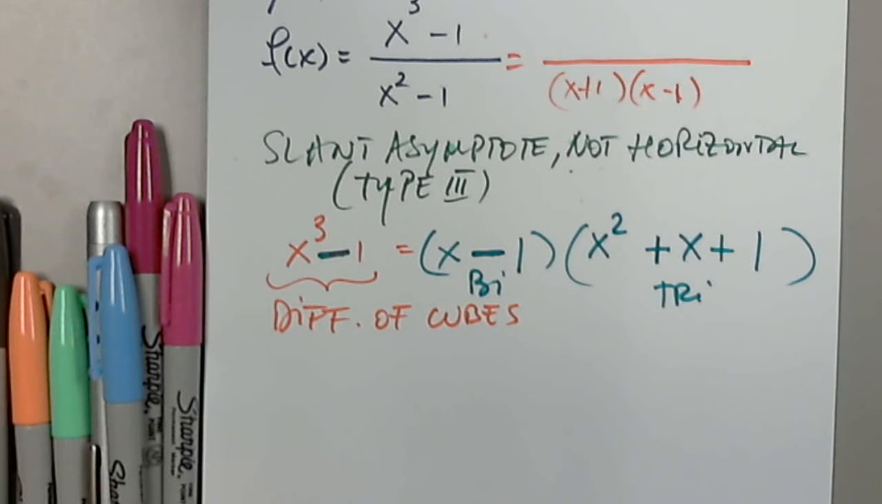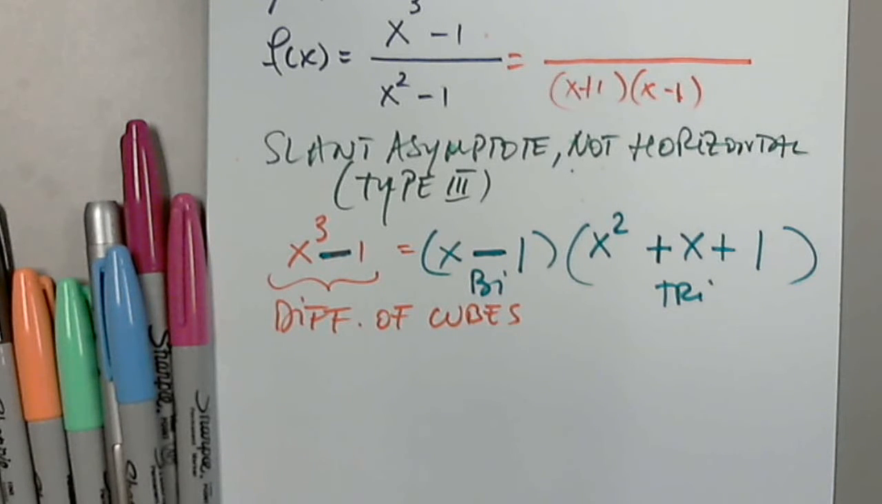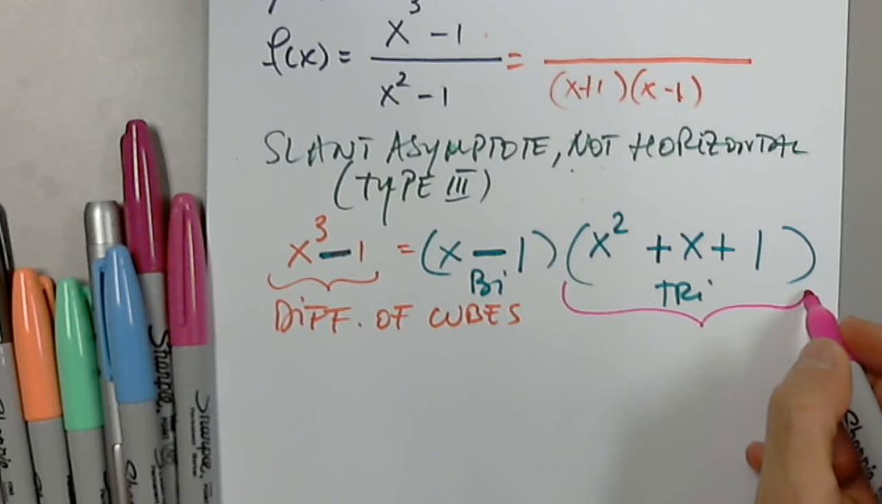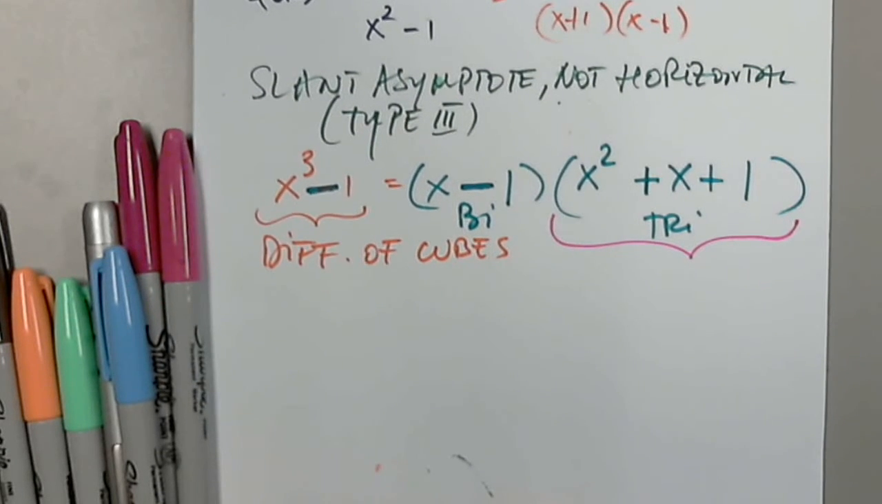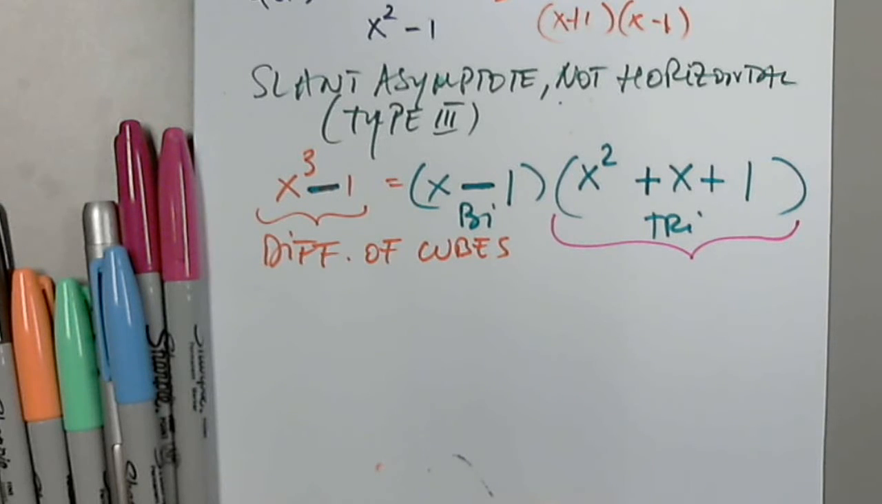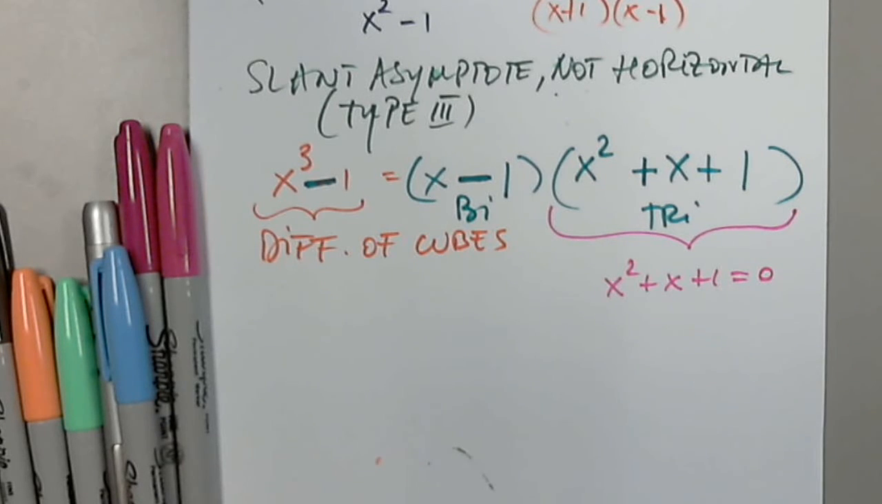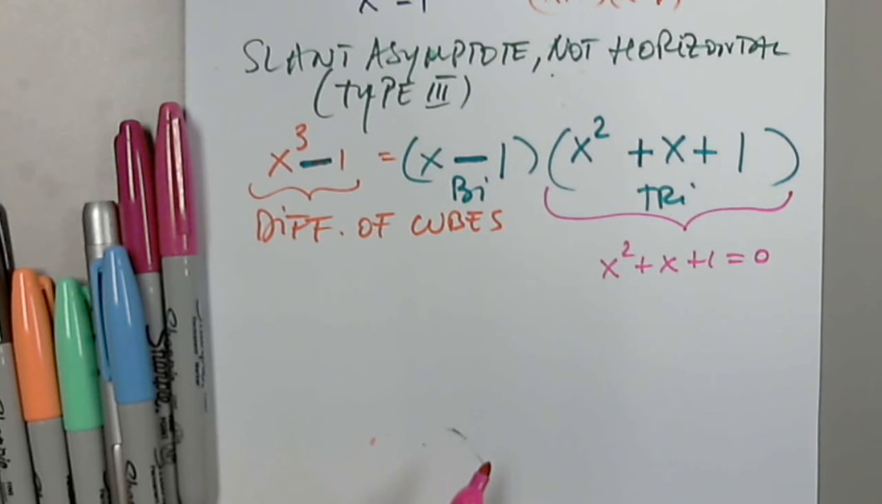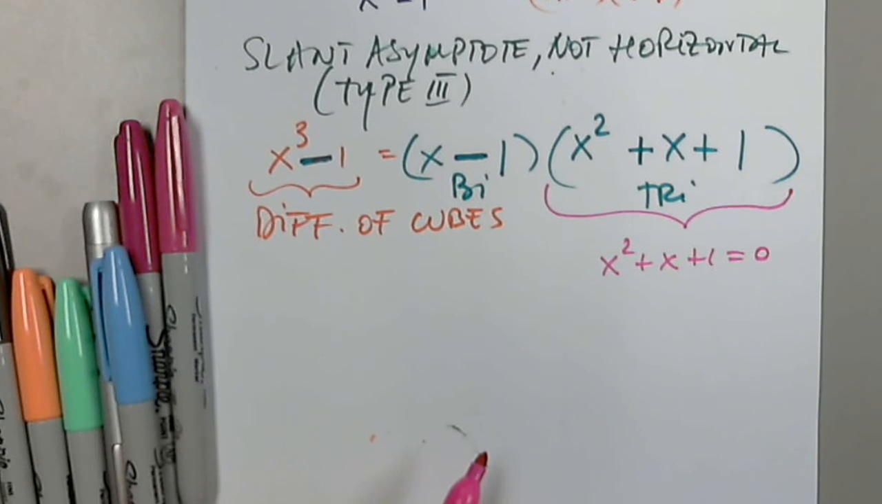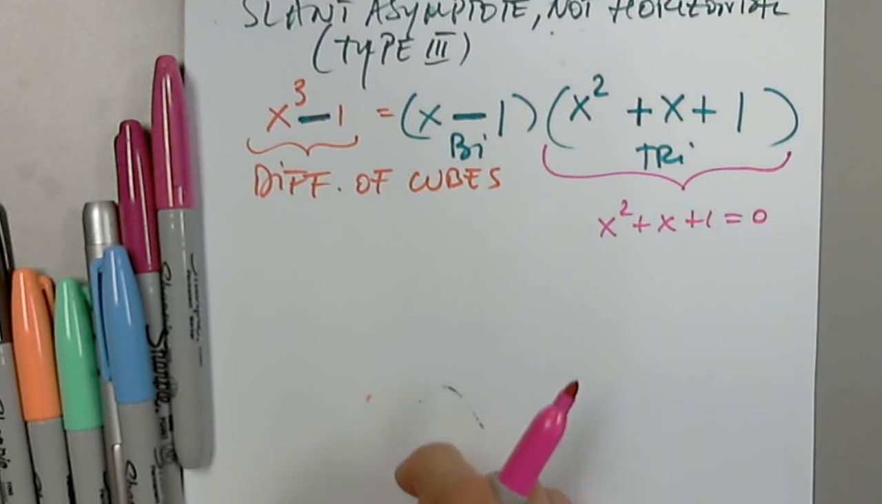Let me make something clear here. You may remember or you may not remember. This piece, we can set it equal to 0 and see what happens. But do you remember what happens here? If I try to solve x squared plus x plus 1 equals 0. So let's say we don't remember. How do I solve this equation? Completing the square? Never. Unless you force me to. It's not factorable. I cannot take the square root. I will not complete the square. So what is left? Exactly.